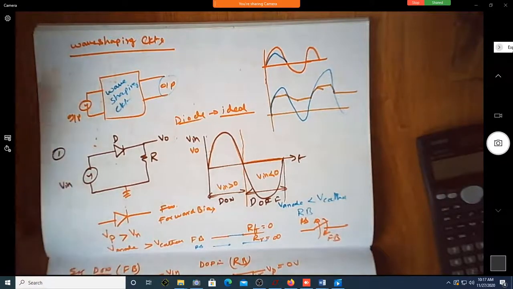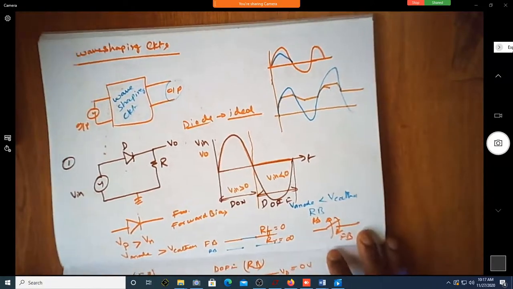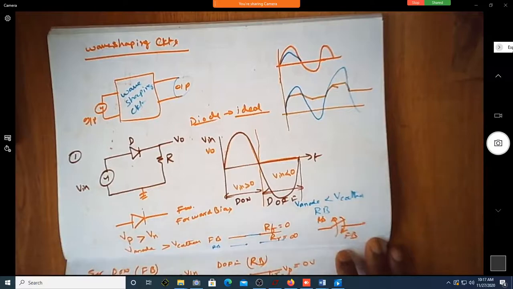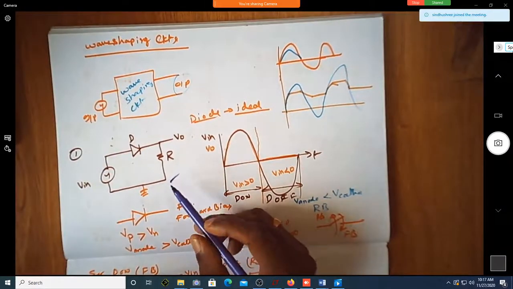Fine. This is what we discussed in the last class. Let us make a review of the things we learned. We were discussing how to develop a wave shaping circuit. We thought of having some waveform which is slightly different from a sine waveform, so we thought of analyzing the circuit. We started with a very simple circuit having a diode and a resistor.